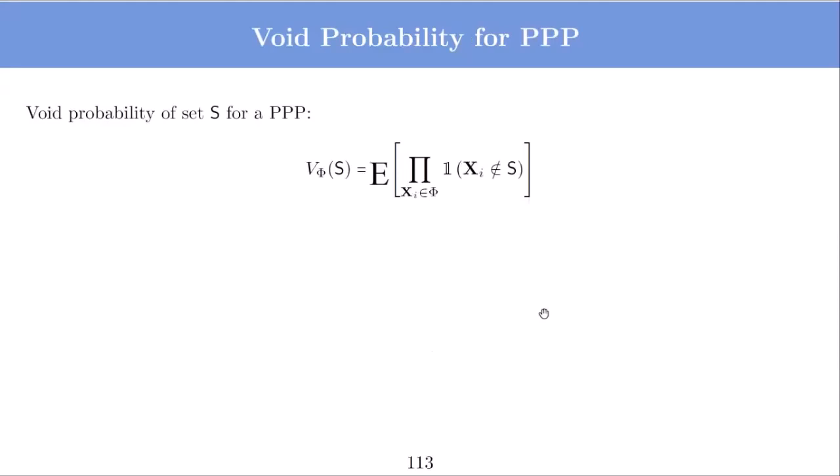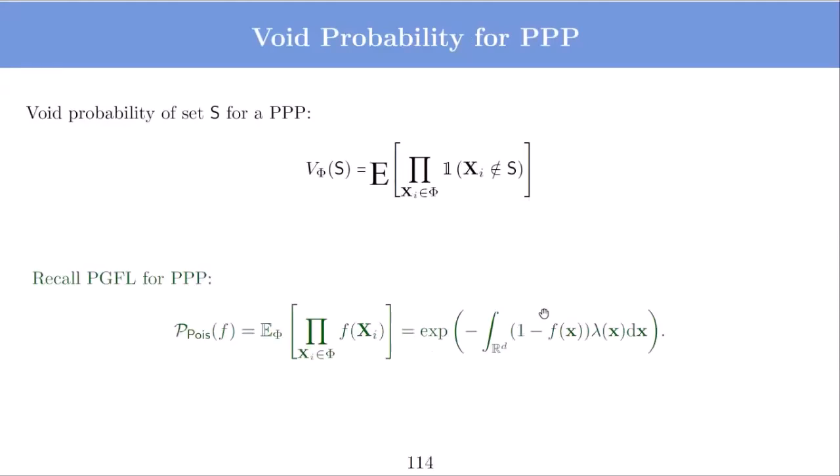So how can we compute this for a Poisson point process? Note that for a Poisson point process, we know the expression of the PGFL. It is given as the expectation of the product of f(x_i), which is equal to exponential of minus the integration over R^d of 1 minus f(x) lambda(x) dx.